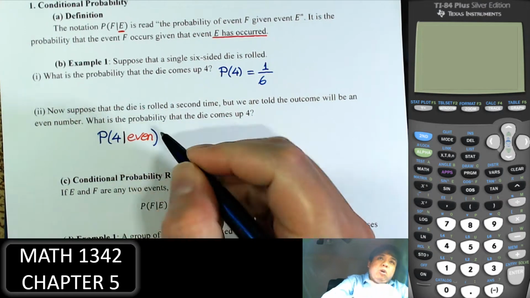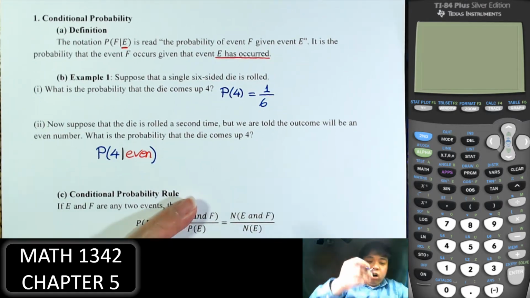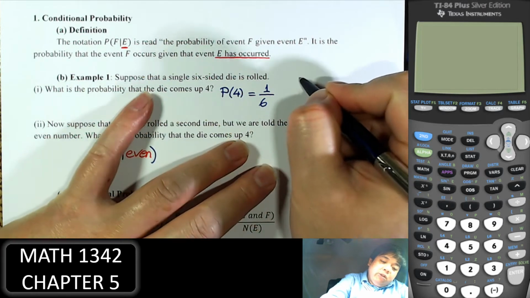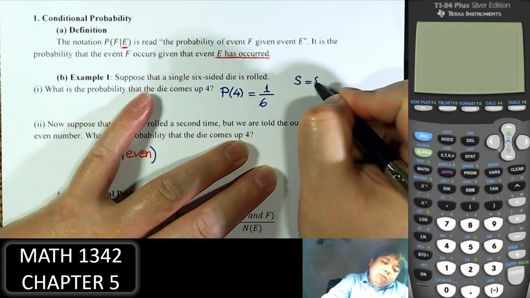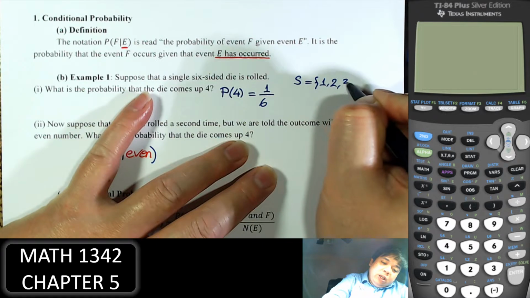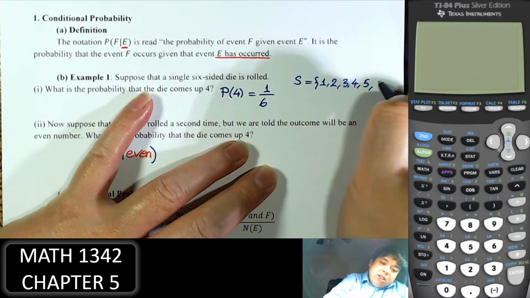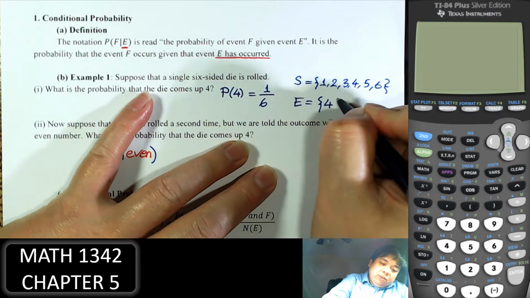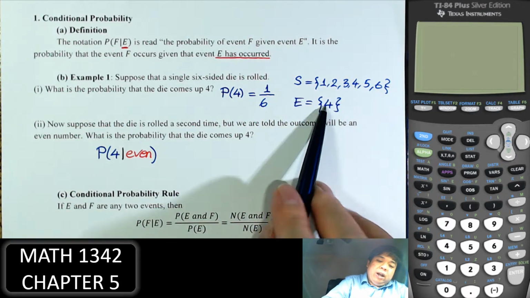If we go back to the previous part of the problem, in this case, the probability of getting a 4, first we're going to list everything in the sample space. 1, 2, 3, 4, 5, 6, and there will be 6 of them. And the event here is getting a 4. So that is 1 out of 6.